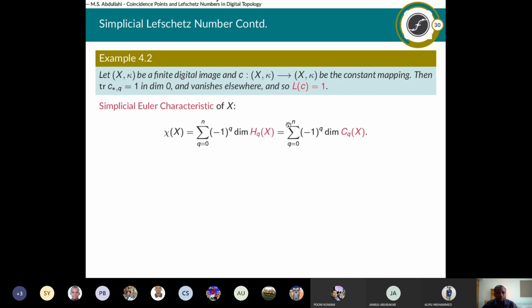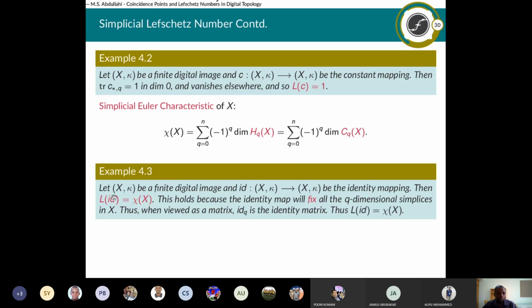Before we move to the next example, I would like to introduce a definition we call the simplicial Euler characteristic of X, which is defined in a similar way using the Hopf trace theorem. Instead of finding the homology groups, we count the dimensions of the chain groups, and this will help us find the Lefschetz number of an identity mapping. You can see that the identity mapping has a Lefschetz number equal to the simplicial Euler characteristic.